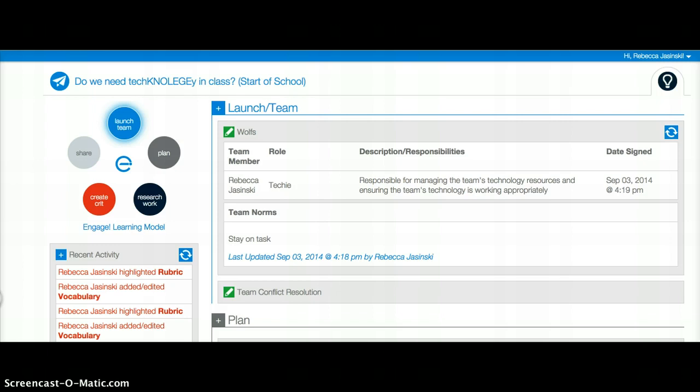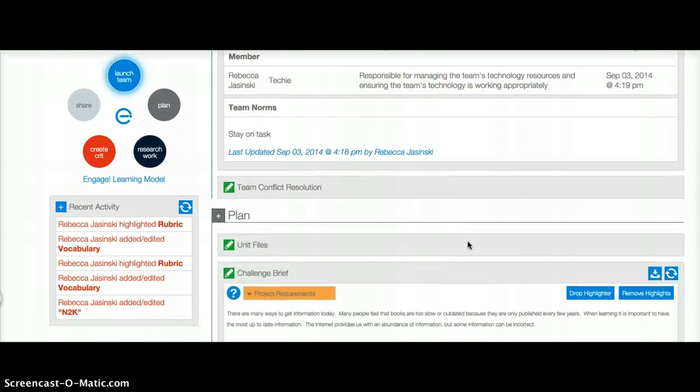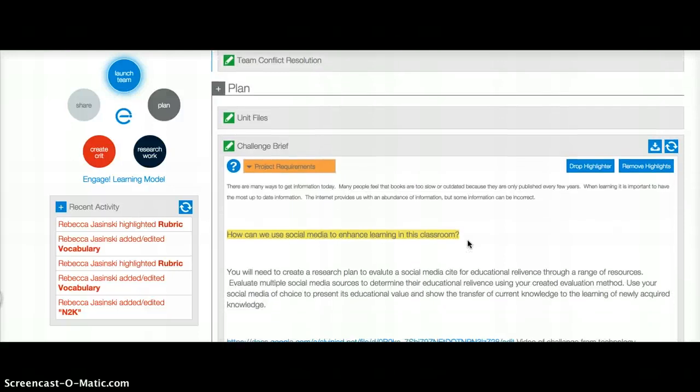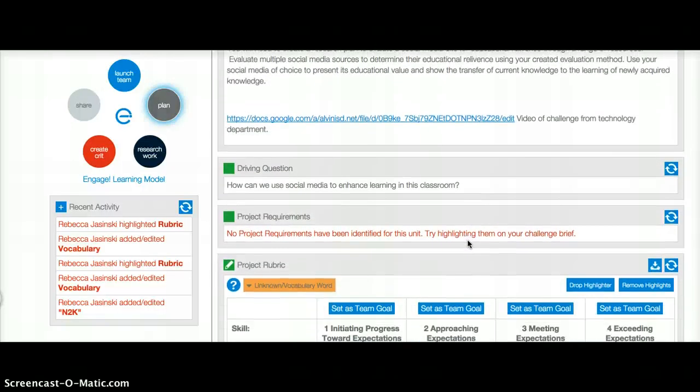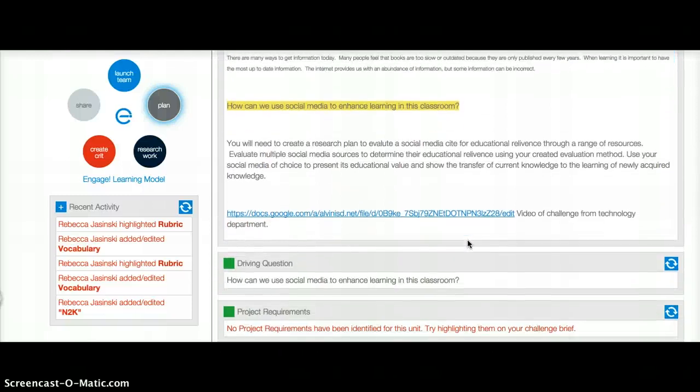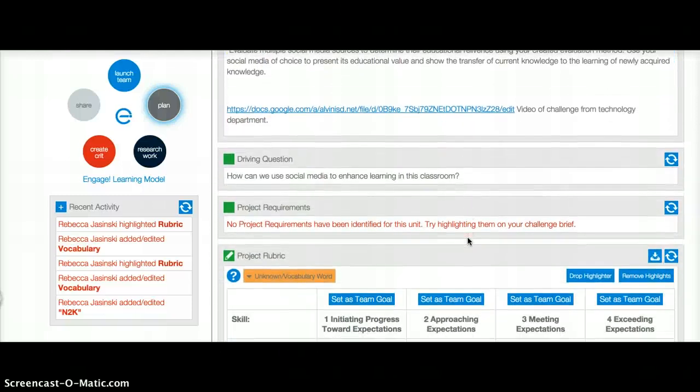So I'm just going to do a quick review and show you on the computer system what it should look like in your system. Okay, we started here on the launch team and we have our team members, their role, their responsibilities. Okay, our challenge brief that's highlighted with our driving question and any knows or need to know information.